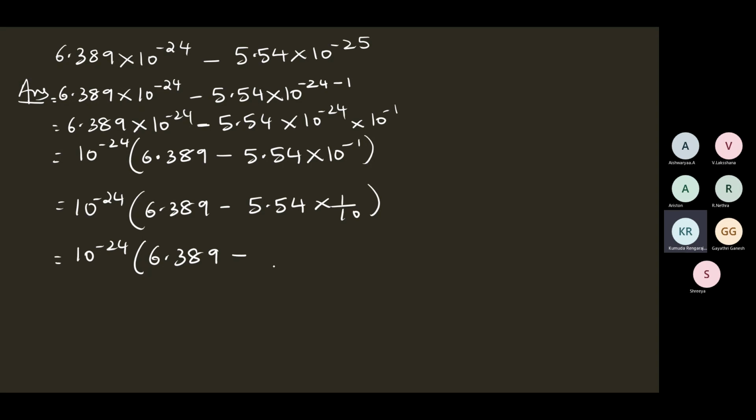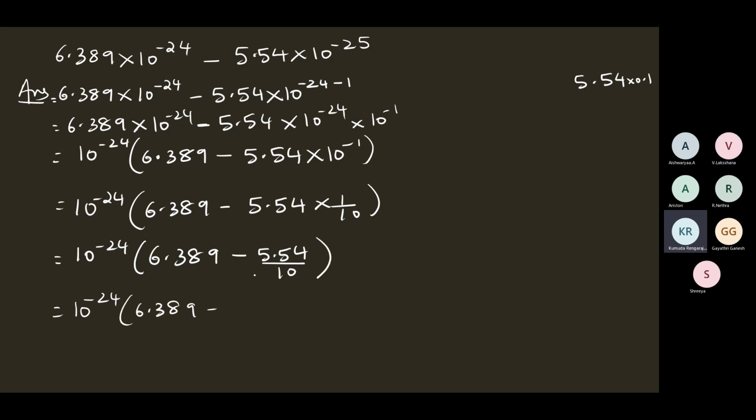Into 0.1. That is, you are writing 5.54 into 0.1. Sorry, 1 by 10 is 0.1, is it? Yes, ma'am. But is 1 by 10 0.1? Yes, ma'am. Okay, you're sure about that? Okay, so that's correct. So 5.54 into 0.1, that's fine. Or you can also write it as 5.54 by 10, right? You're right. You would have also got the same thing.